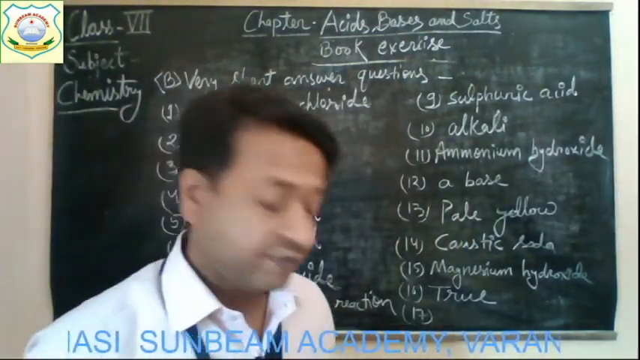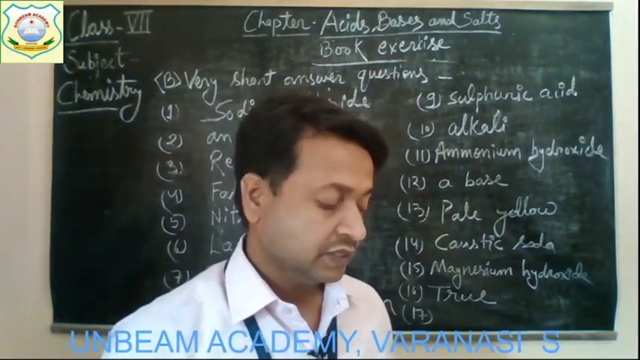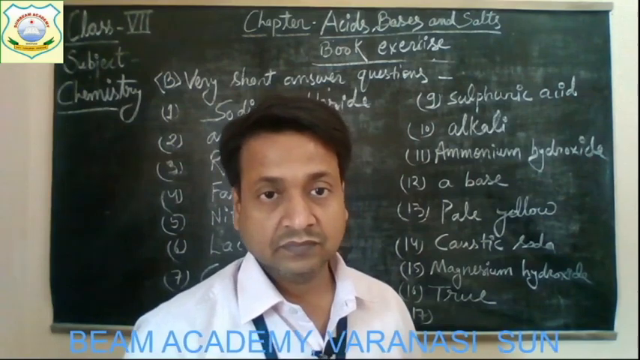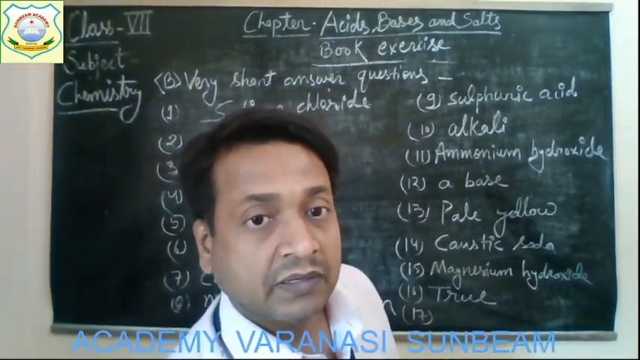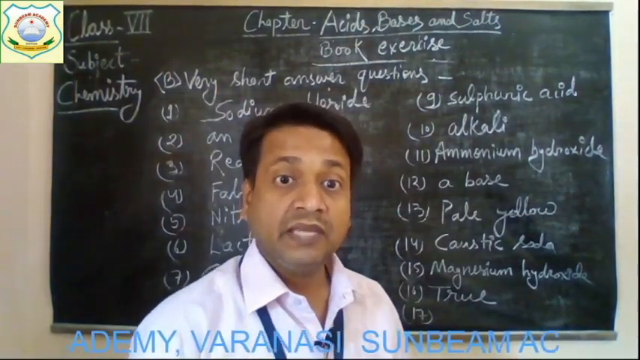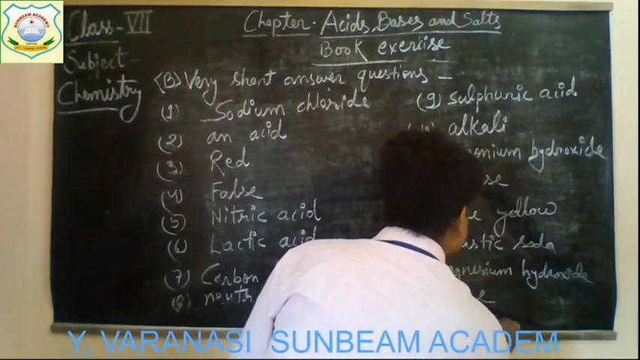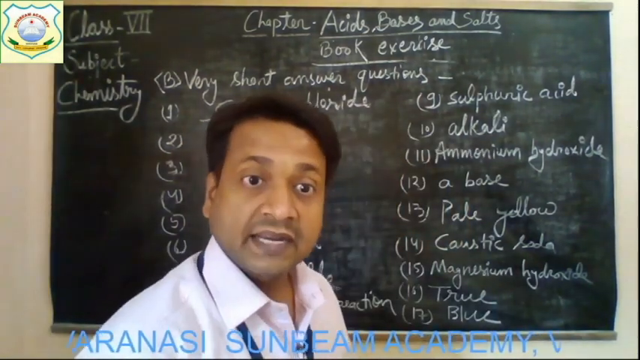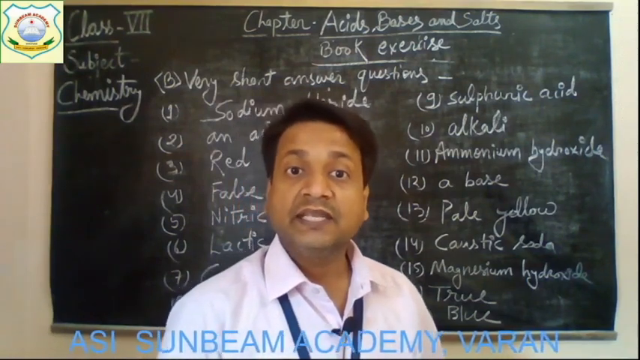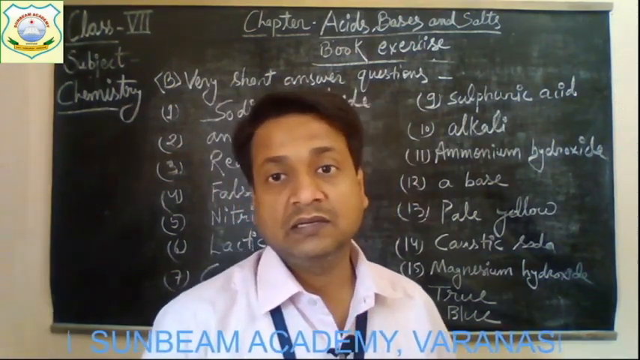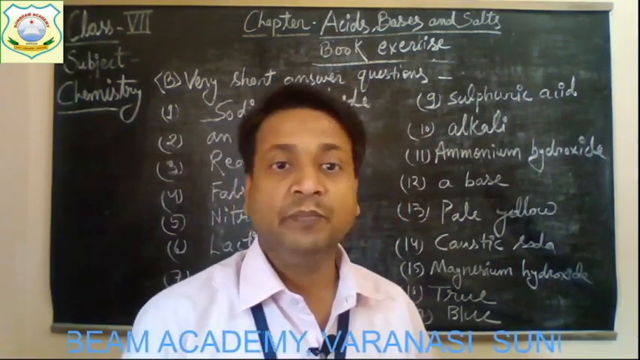The question number 17 is, what is the color of litmus paper in an alkali? In an alkali, the color of litmus paper will be blue, because alkali is a kind of base. And bases give blue color. The blue litmus remains blue and red will turn to blue.